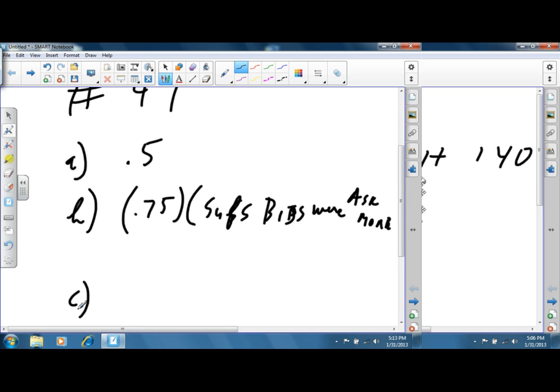And C, the bid will be successful given a request is at 40%. 40% of the unsuccessful bids were asked. 0.4 unsuccessful.